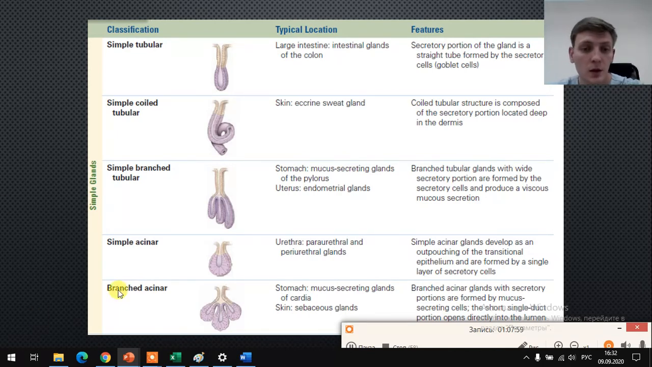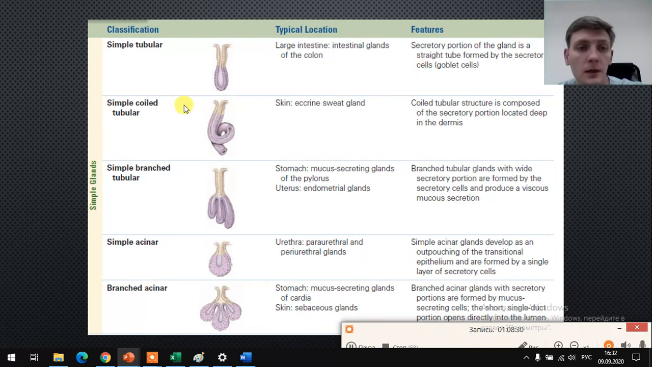Okay, but we have variations of these glands. So actually everything else is just variations of these two types of glands. And let's start with tubular glands. So simple tubular glands are present in the large intestine glands of the colon. They are also present somewhere in the digestive tract, and also in the uterus. They're located in the uterus to produce some secretion there.